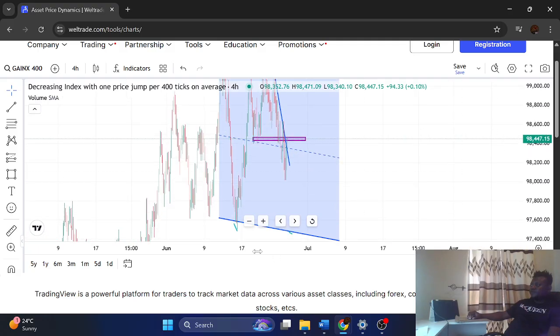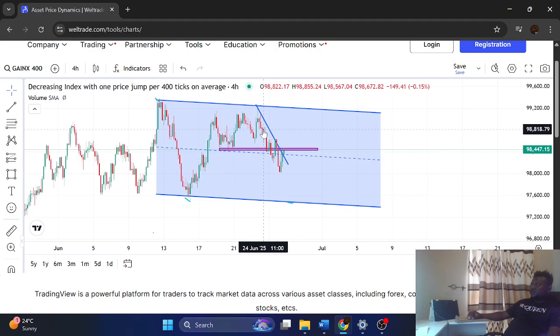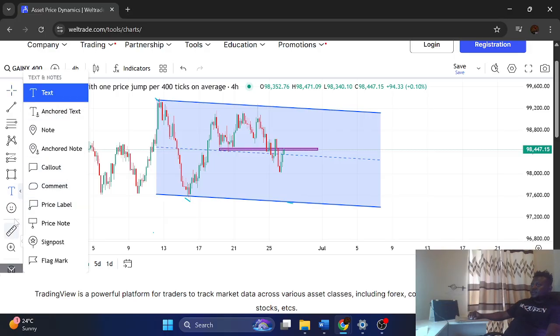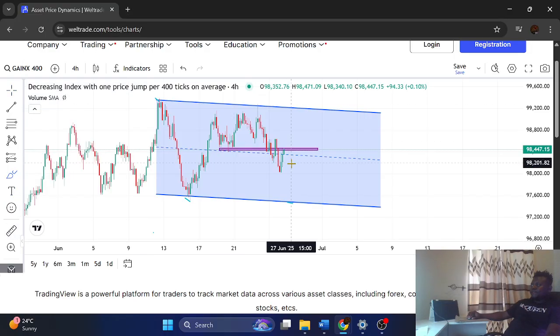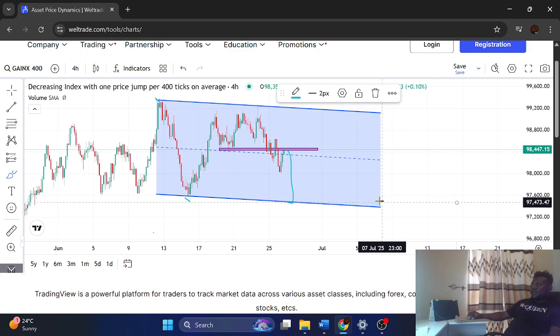Okay, if you move to the 4 hour time frame, what you're going to do is wait for the market to retest this point. So after retesting this point, it's going to come down again. After it finishes retesting, this line is going to fall down and continue going down until it touches our support line.